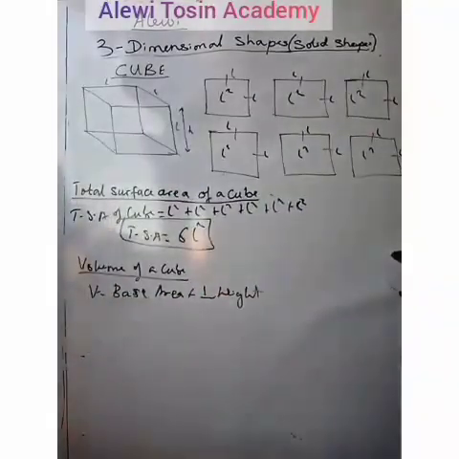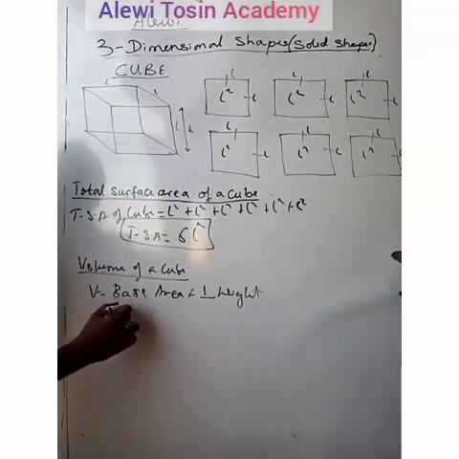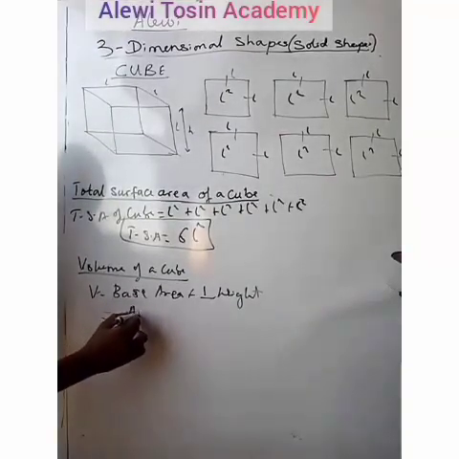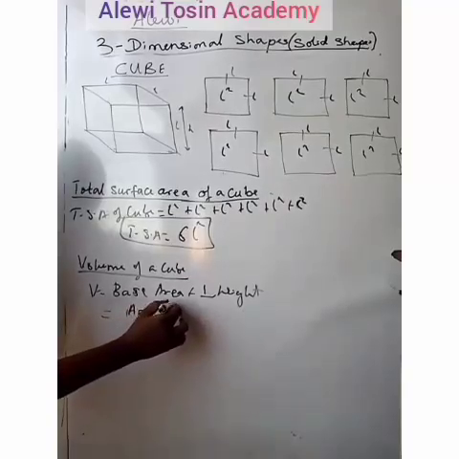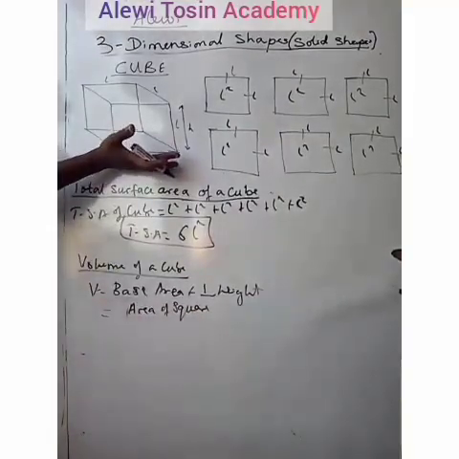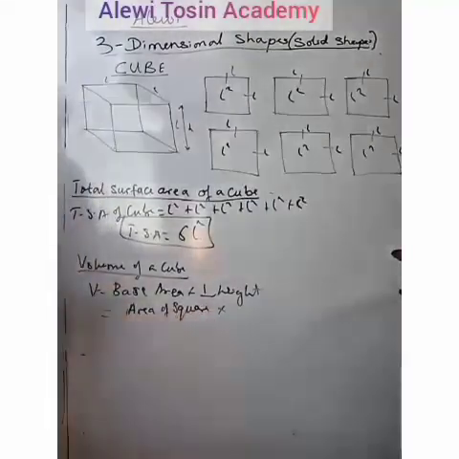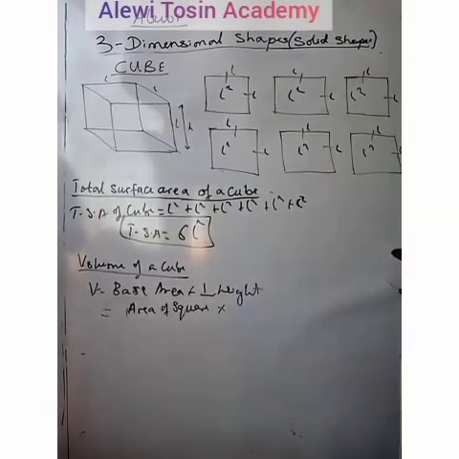of the solid shape. Now, the base area of a cube is the area of a square, because it is a square that is at the base of a cube, times height. In this case, the height is equivalent to the length of the cube, because all lengths of the cube are equal.